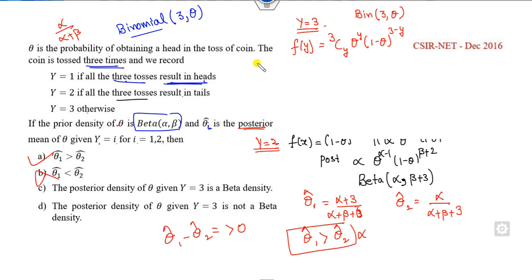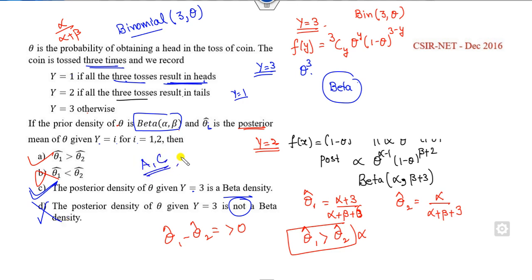Fine. So when y is equal to 3, what is that? 3C1 is here, so it is theta cube. It will be 0. Now what is that theta cube? It is nothing but y equal to 1, which itself follows the beta distribution. Once it is a beta distribution, the third option is the correct option. The one that is not a beta distribution is the cancelled option. The right answers are A and C.